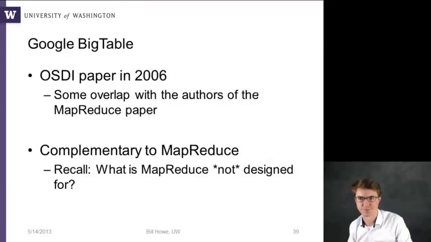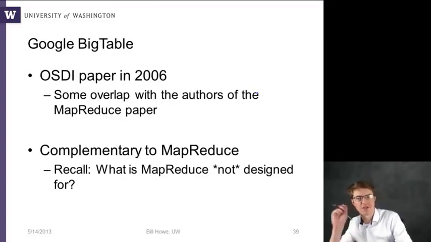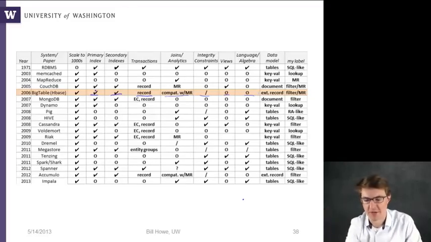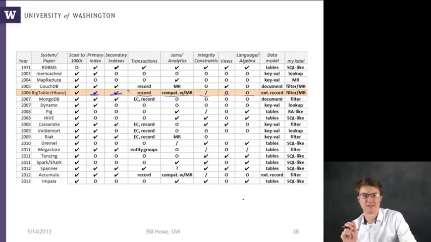Okay. So this is a paper in OSDI from 2006 and some overlap with the authors of the MapReduce paper, and it was designed from the start to be complementary to MapReduce. So if you can remember, what was one of the main things that was missing from MapReduce, or maybe a few things that were missing? Well, in particular, you couldn't look things up by index. You couldn't get these low latency accesses.